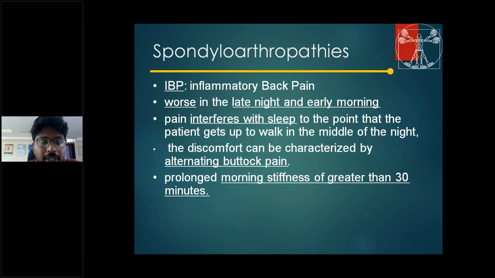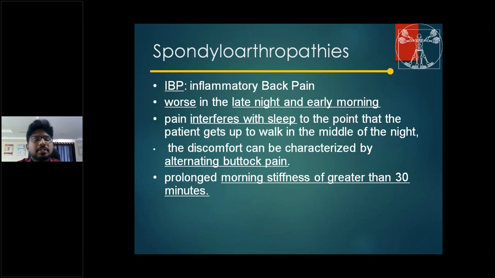So we will learn about inflammatory back pain. What is inflammatory back pain? Back pain is a very common symptom. Anyone can complain of back pain, but we have to differentiate it from inflammatory back pain. How do we know whether it's mechanical or inflammatory? These are the characteristic features of inflammatory back pain.